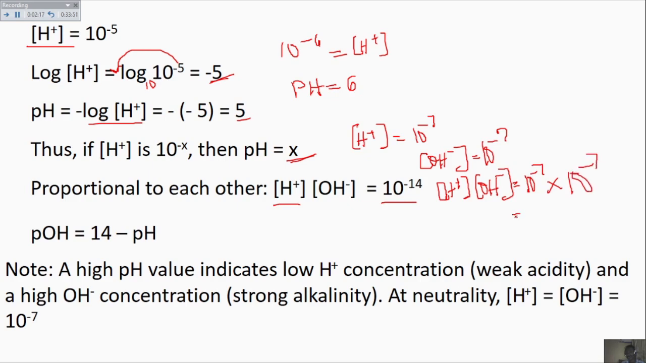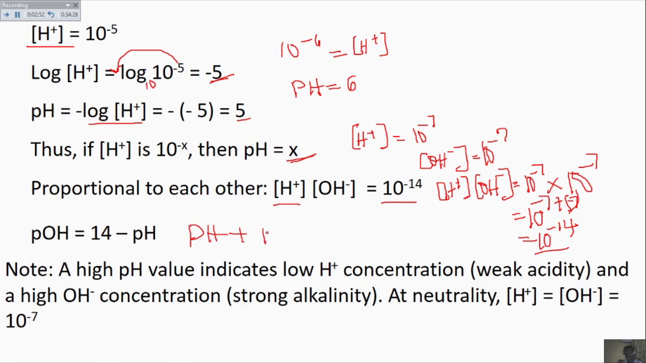When they have the same base, I pick one base. Then the index, when it is multiplication, I add: minus 7 and minus 7, and that will give me 10 raised to power minus 14. Therefore, the multiplication of both hydrogen ion and the OH minus in the solution will give you 10 raised to power minus 14.